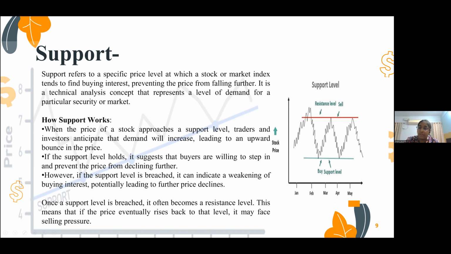So now the price will breach the support level line and go further down, leading to a price decline and a decrease in demand. Once our support level is breached, it often becomes a resistance level. This line I'll explain further. Until then, just remember that once our support level is breached, it often becomes a resistance level.